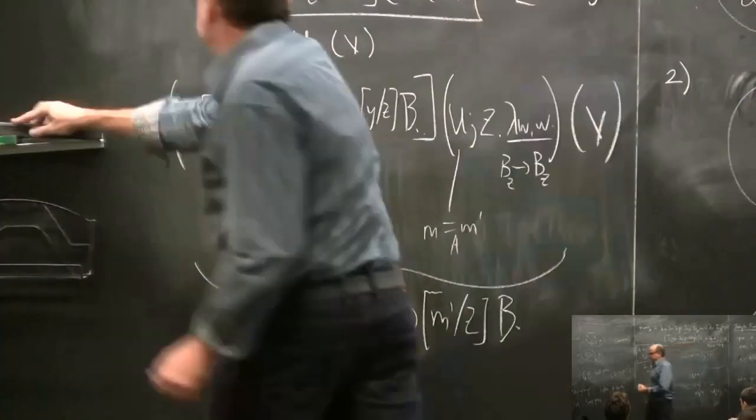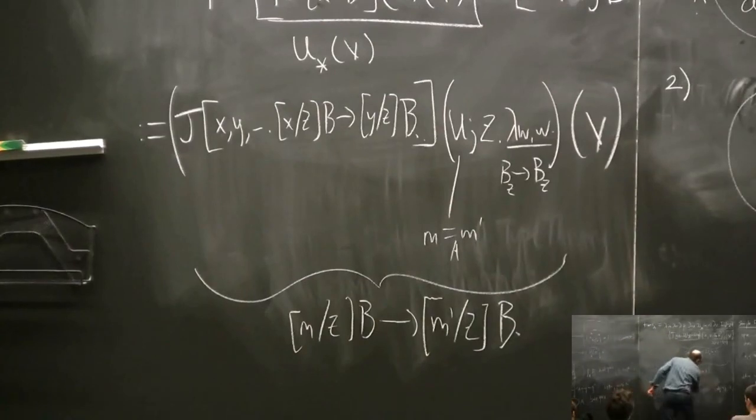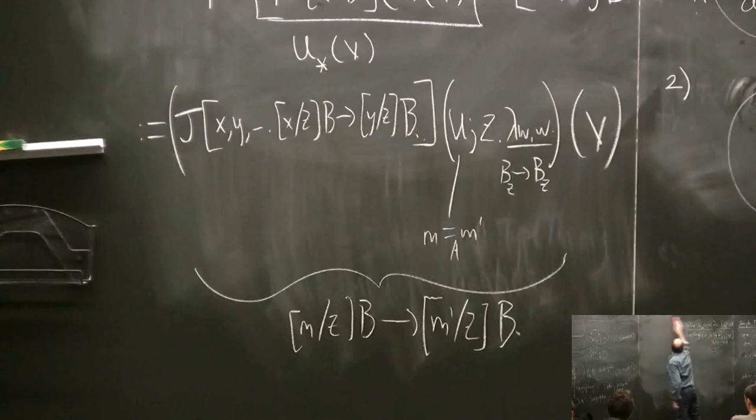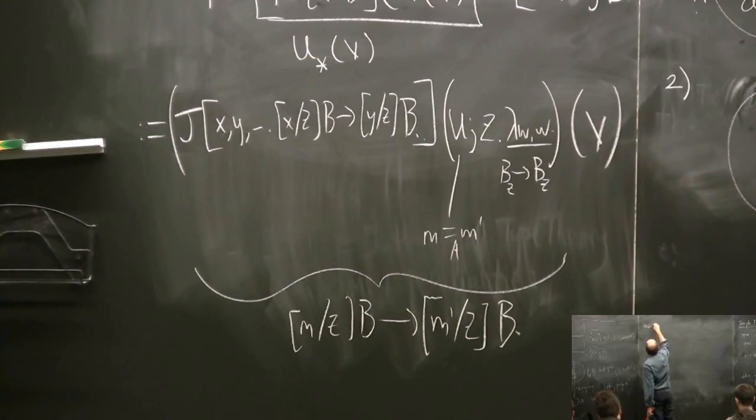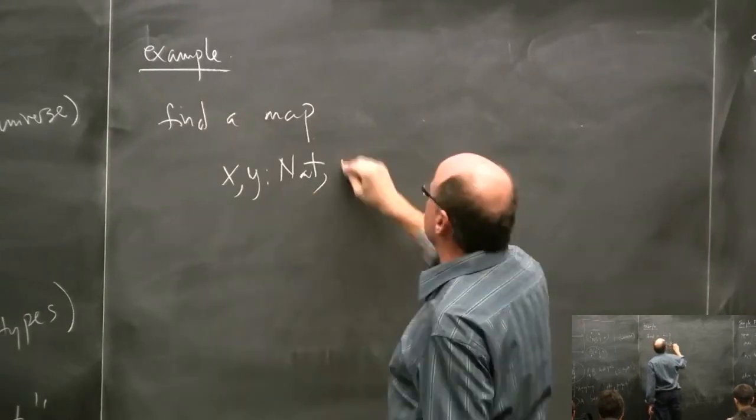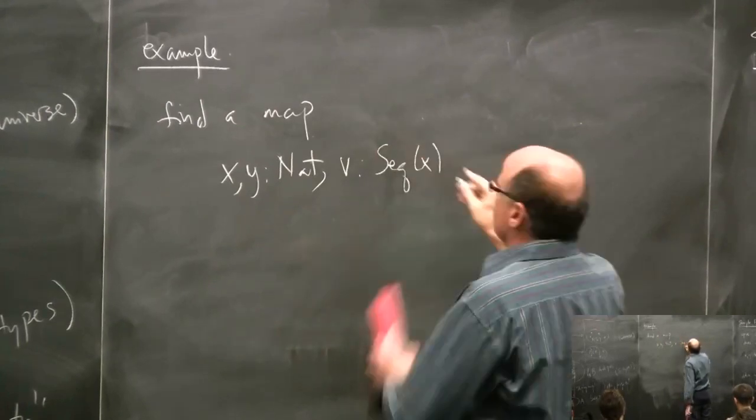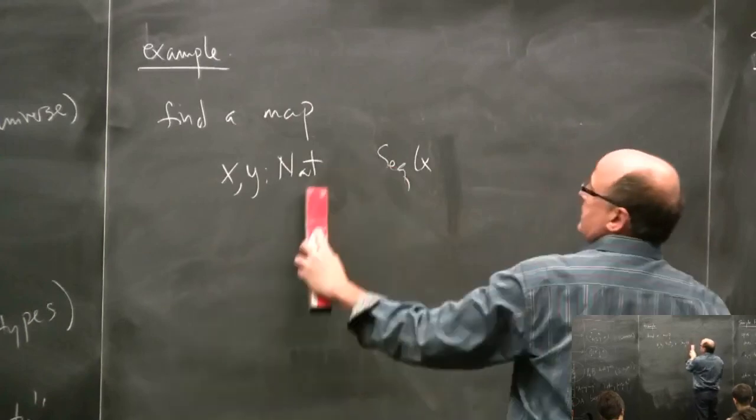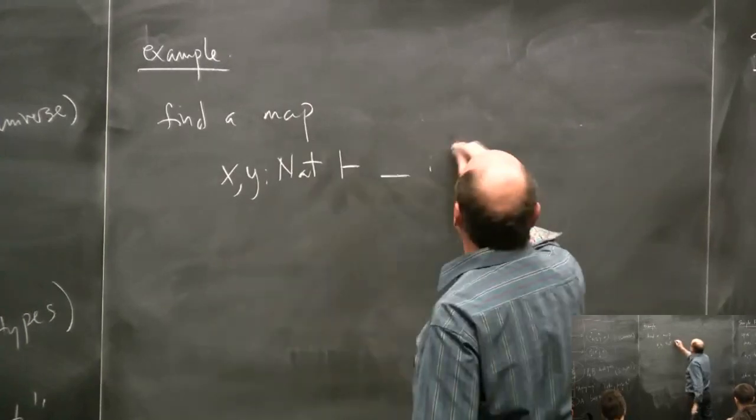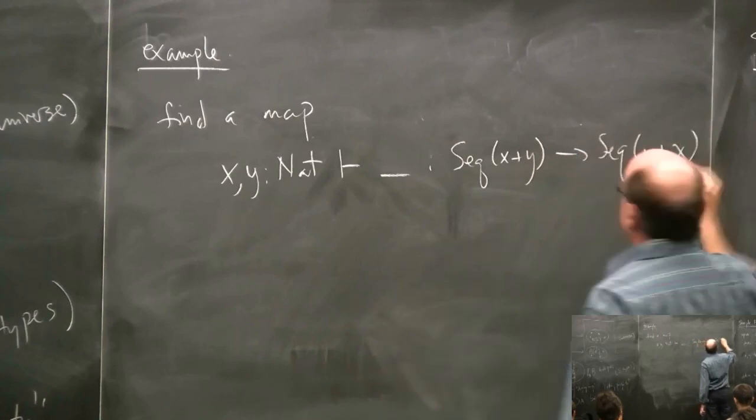Okay. An example of this, which is the following thing. Okay, so the example is, find a map. We have the following type. If we have x, y, and nat, and assuming we have this vec we've had before, v is in vec of x, or sec of x I called it, something like that, sec of x, x, y, and nat. I want to map something which goes from sec x plus y to sec y plus x.